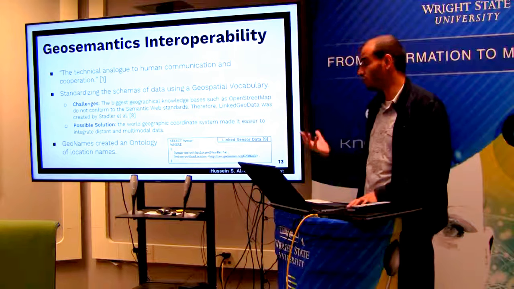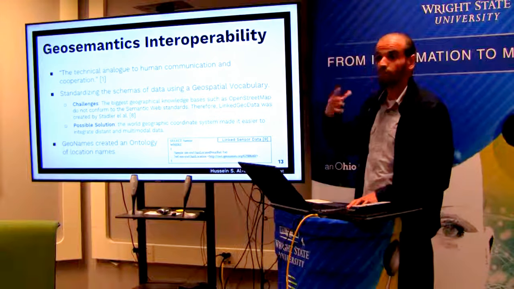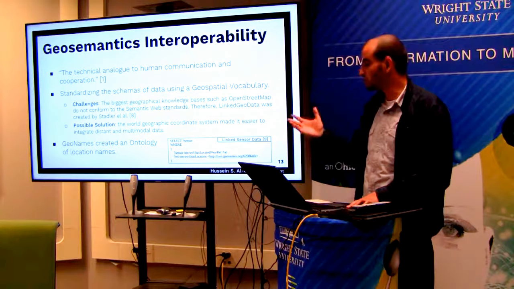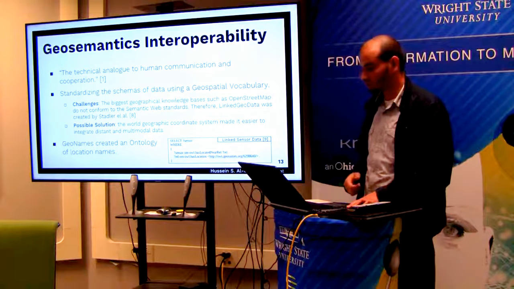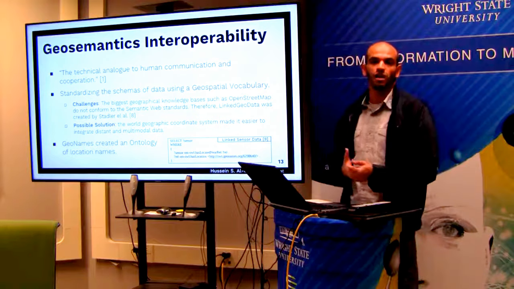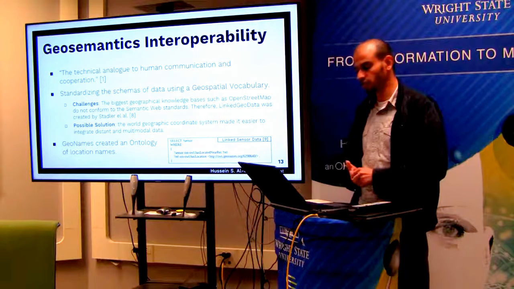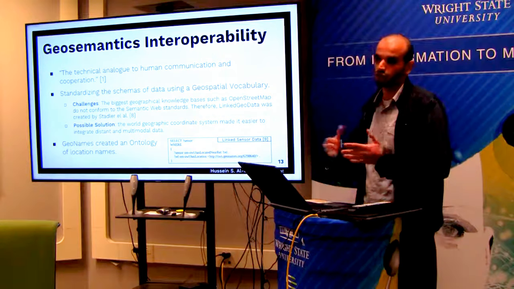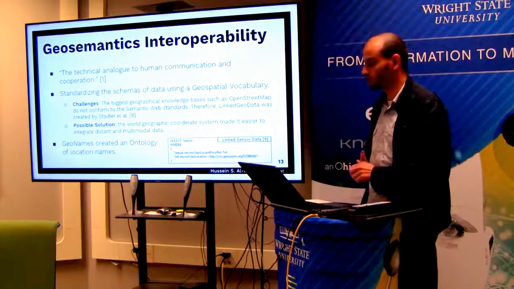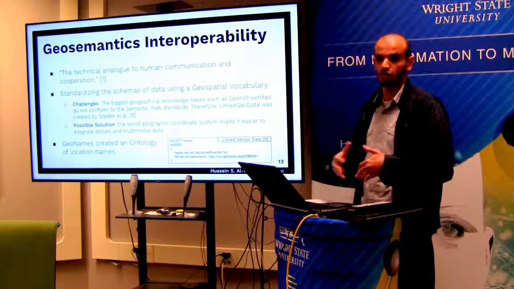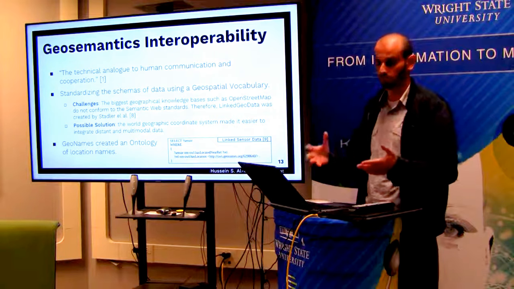So the challenge of the semantic web in general is low adoption. The biggest geographical knowledge base, OpenStreetMap, does not conform to the semantic web standards. Therefore, some efforts have been made, called Linked Geodata, which has some of the OpenStreetMap data codified there. They try to create an ontology and so on, conforming with the semantic web technologies.